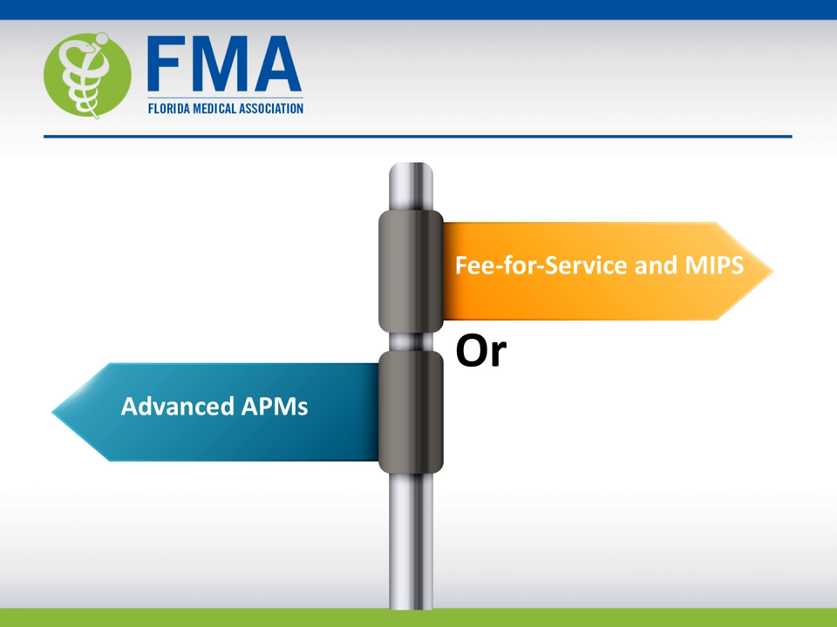And so this is the way that MACRA is commonly explained if you just Google it and find a random article on MACRA. The way that it's most commonly explained is, MACRA gives physicians a choice between the fee-for-service system and the merit-based incentive payment system that goes along with it, or participating in an advanced APM.